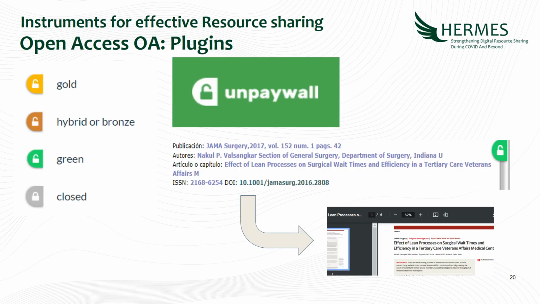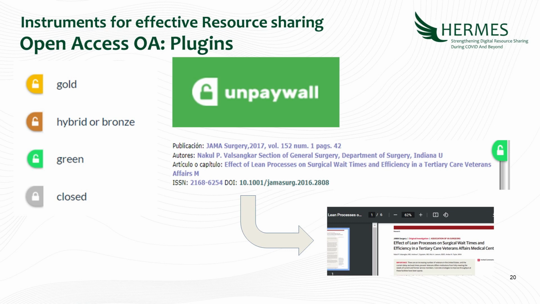How can I know if the article is in open access? Well, we use the plugin Unpaywall. Unpaywall is a database that monitors open access journals, the gold journals, hybrid journals, and institutional and subject repositories. Among the sources that feed this database, we can mention Google Scholar, PubMed Central, BASE, etc.